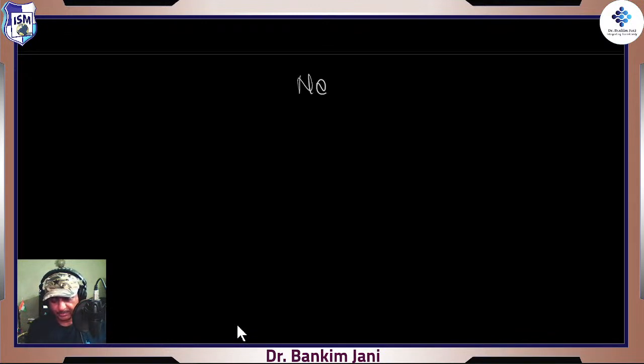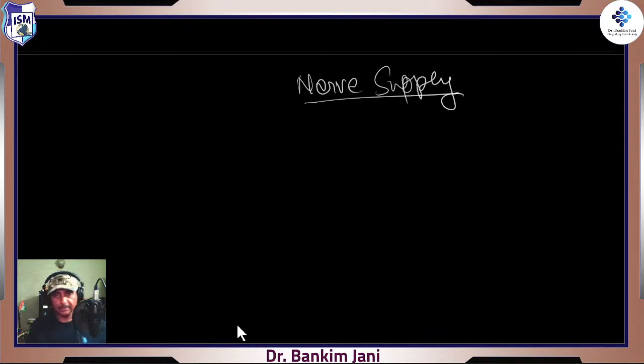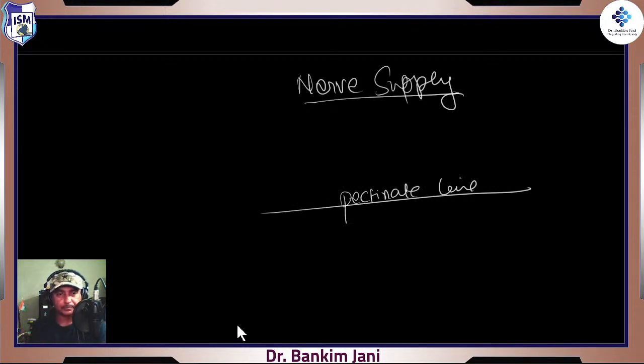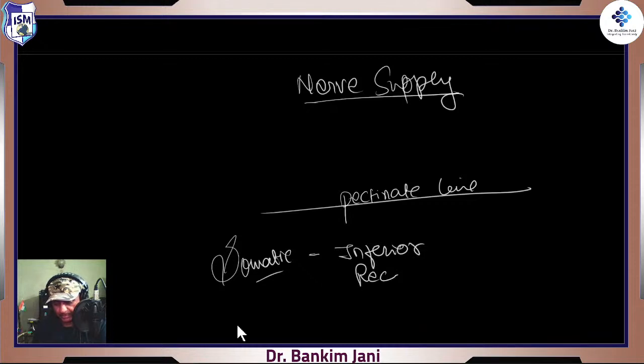Now, regarding the nerve supply, again, this is very specific, pretty easy. Same way, pectinate line will come into picture. Say pectinate line. The lower portion, this is somatic, voluntary. So it would be by inferior rectal nerve. Inferior rectal nerve. Same S2, S3, S4.